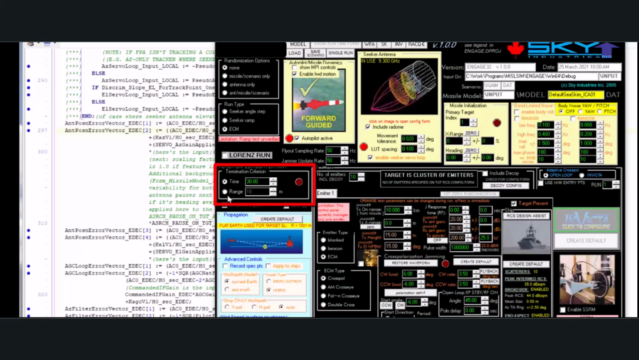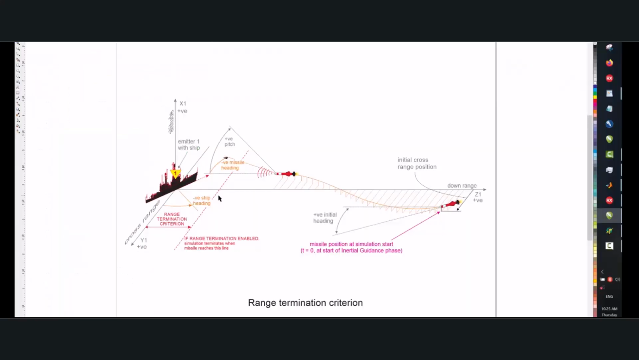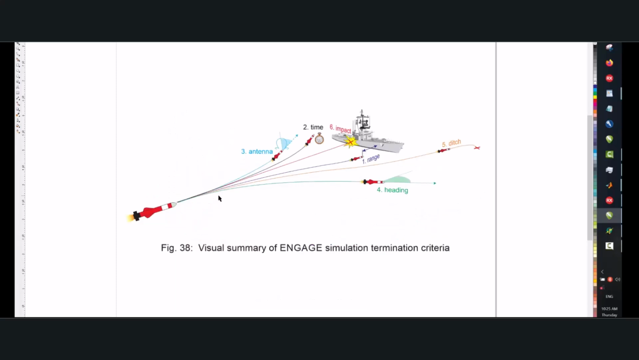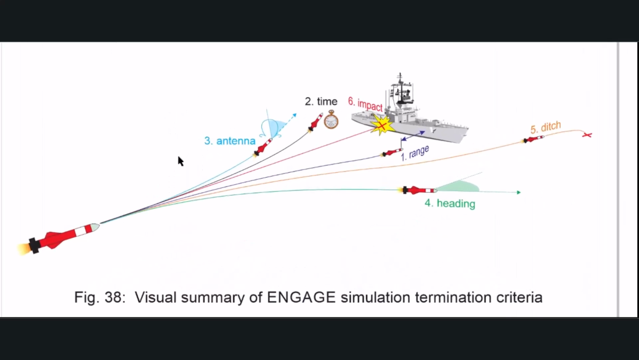Termination criterion. There's 2 choices. Range, time, it'll stop after 30 seconds, or range, it'll stop when it gets to within 10 meters, let's say, of the downrange position of the ship. Now, there are several reasons for termination criteria, and here they all are. One reason is the antenna deflection. The antenna got pushed so far off boresight that we're not interested in it anymore.